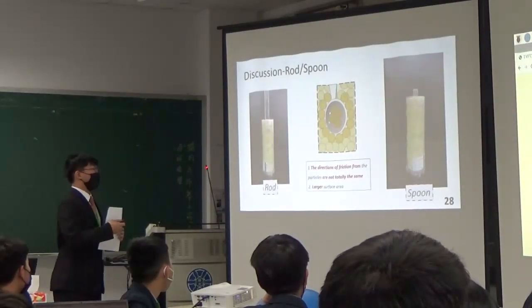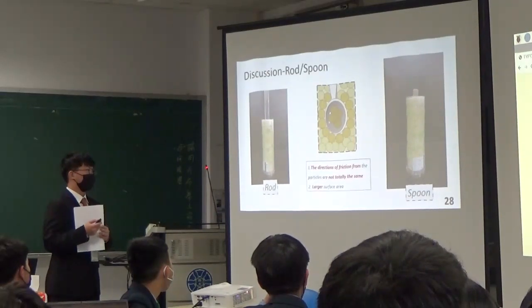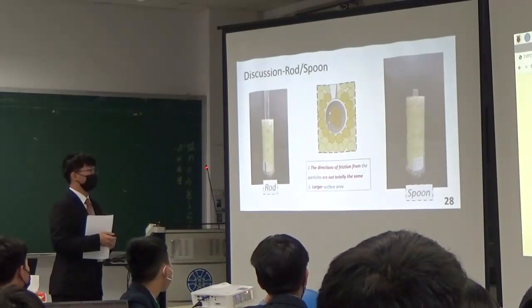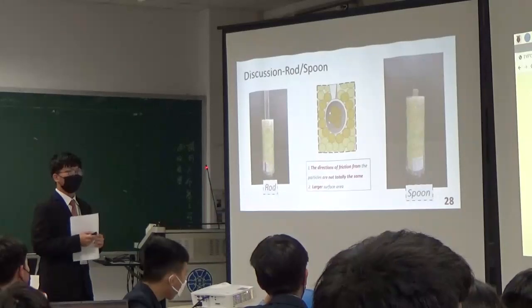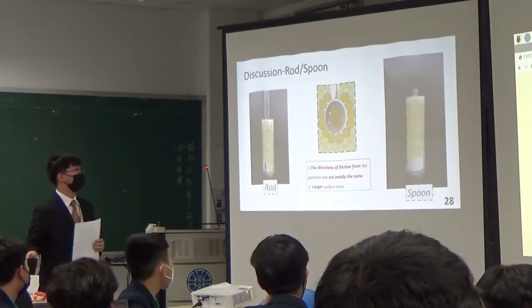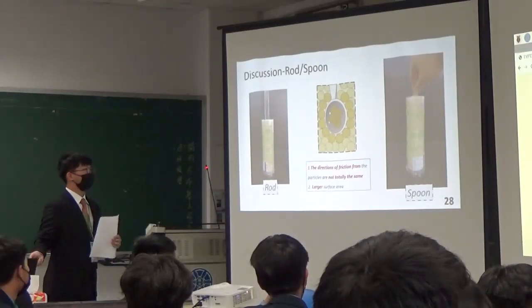And the next discussion is about the comparison between the rod and the spoon. The difference between the rod and the spoon is that the direction of the friction from the particles is not totally the same, and the spoon has a larger surface area, as the video shows.